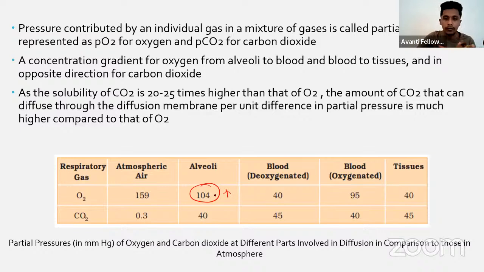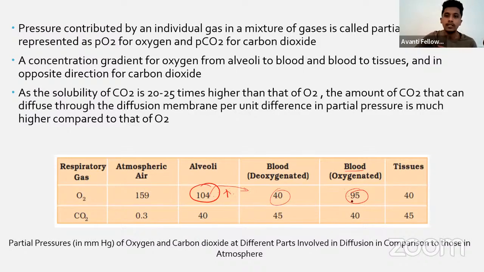So that is why from the alveoli it will move towards the blood and convert into oxygenated blood, or red blood cells. Correct? See, the amount of blood oxygenated is 95%, and the amount of blood that is deoxygenated is only 40%. That means, since there was high partial pressure at the alveoli, now the blood got oxygenated.